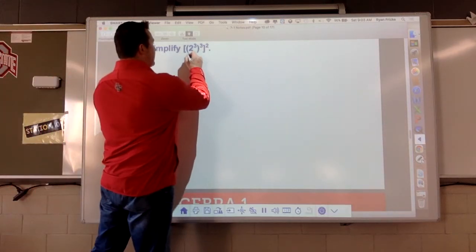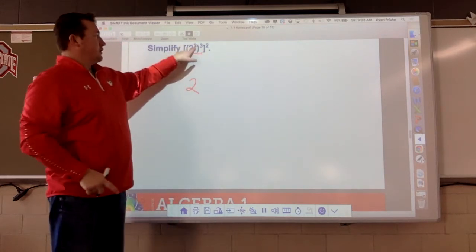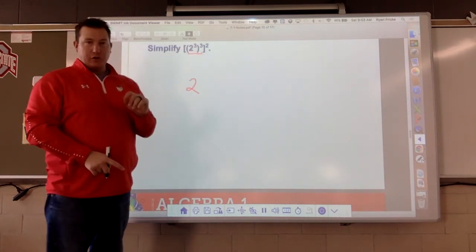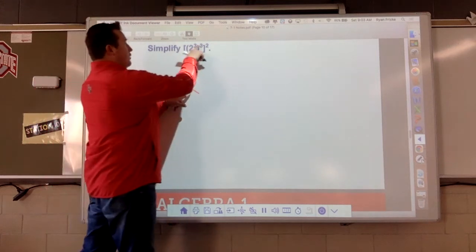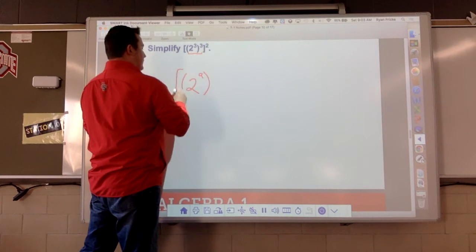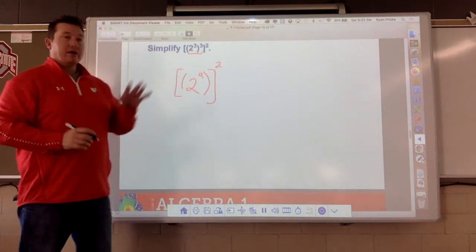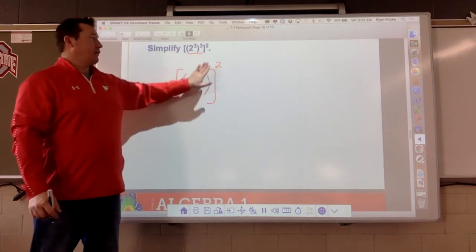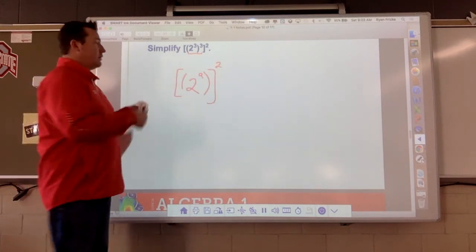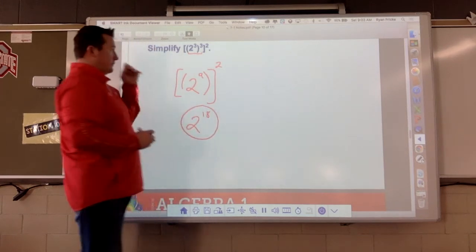So the first thing I'm going to do is right here, okay? So 2 to the 3rd being raised to the 3rd power. So keep the base 2, multiply your powers, that's 9, okay? That's what we get here. Then we see this bracket with a 2, okay? So now we have 2 to the 9th power, and we're going to raise that to the 2nd power. Again, keep the base, multiply the powers.